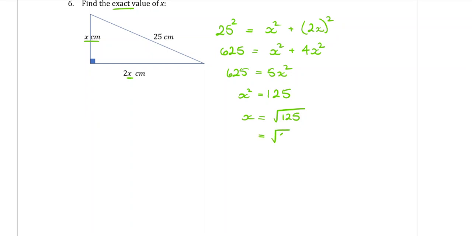That surd can be simplified. 125 is the same as 25 times 5. So I split the surd, and the square root of 25 is 5, so x is 5 root 5 centimetres. So there is the exact value of x in simplified surd form. It's a very good question.